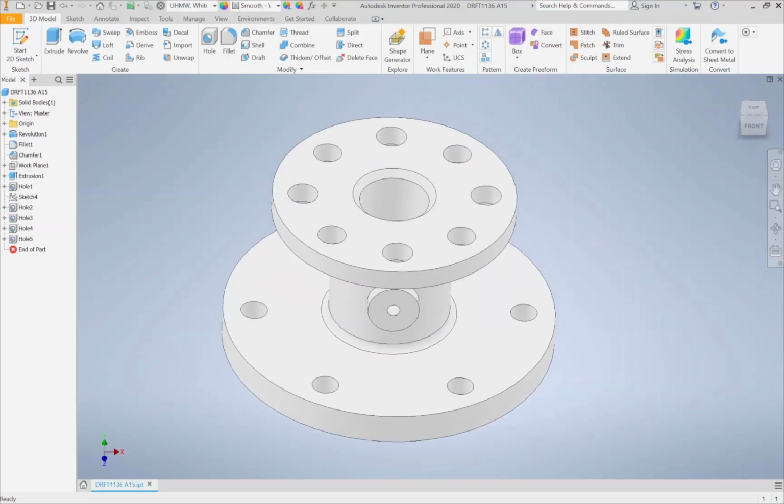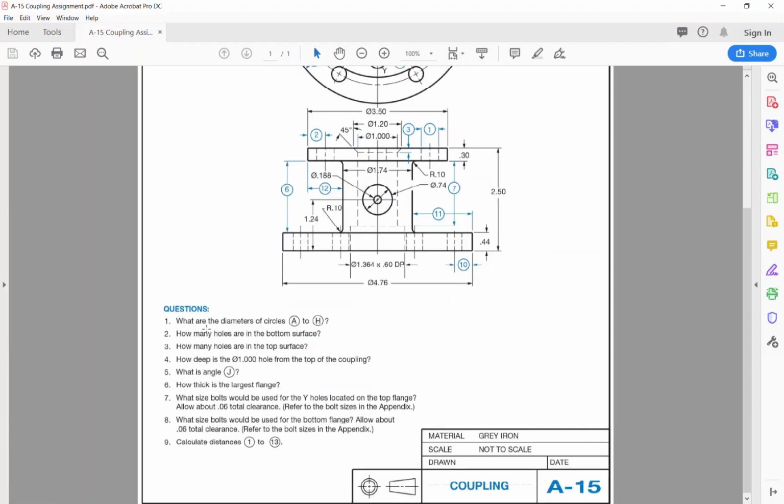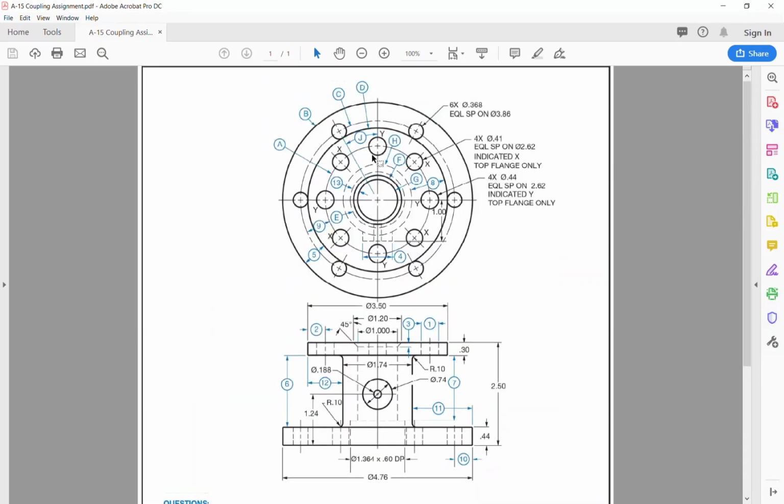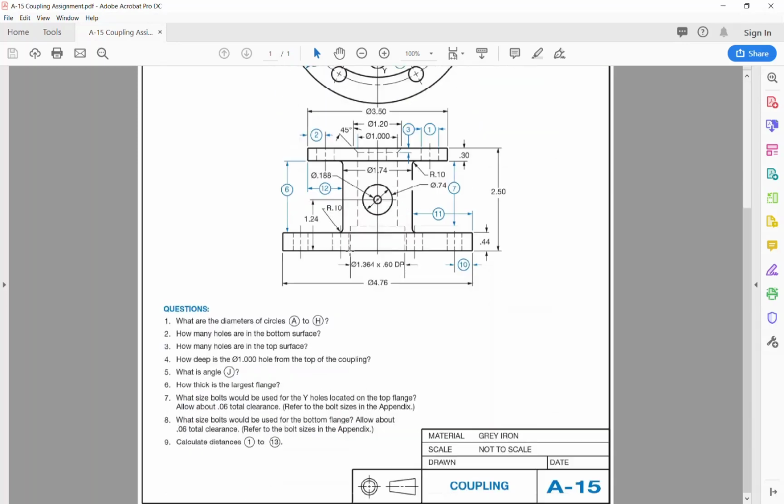So there are 7 holes that pass through that bottom surface. Let's look at the next question. How many holes are in the top surface? Okay, well that's pretty easy now. We're just going to look at the top surface and count the number of holes. We have 1, 2, 3, 4, 5, 6, 7, 8, and then the hole through the center is 9. So there's 9 holes there. It's like playing a 9-hole golf course. Okay, so let's keep going.